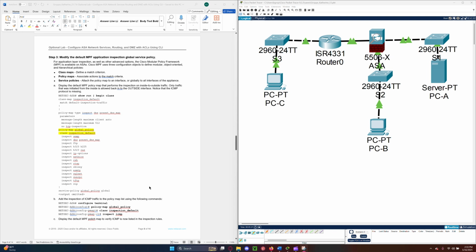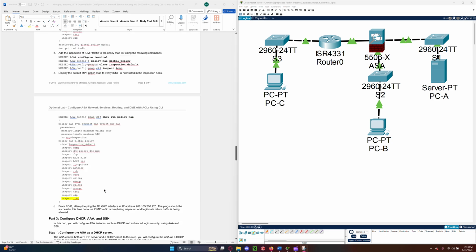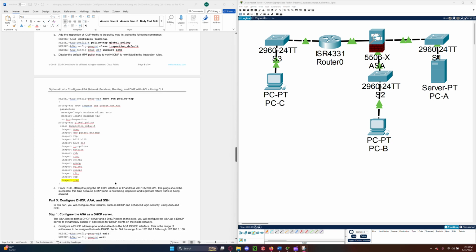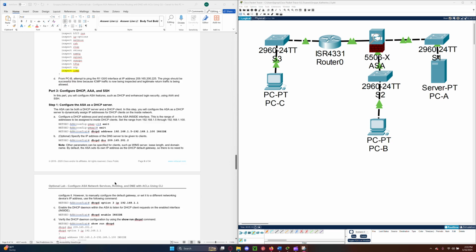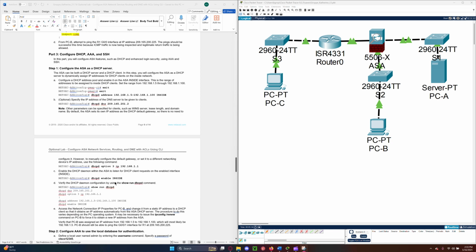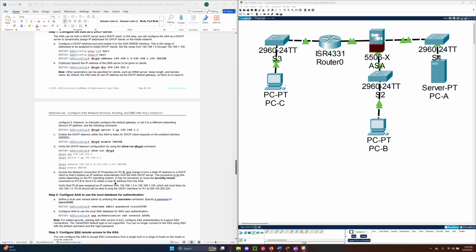Let's see, modify the MTU. So for modifying the MTU, I was able to follow the commands that are listed in here. I did not have any issues. I was able to set it to inspect the ICMP. Configuring the server, I had no issues with it. I was able to follow all these commands. These commands all worked. I didn't have any issues with it.